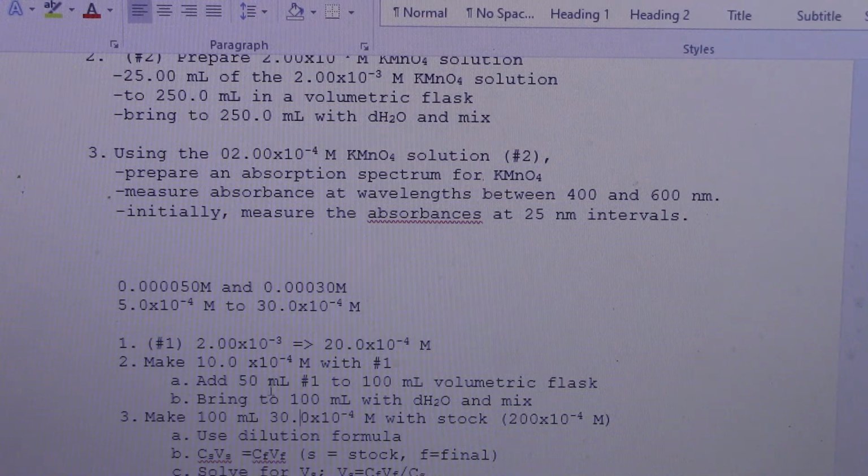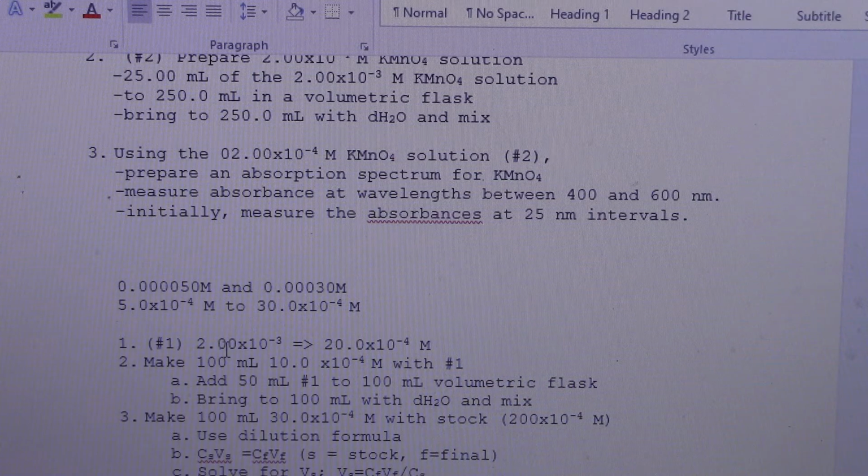Okay, so I want to make 100 mils. I forgot to put that in here. Of the 10 times 10 to the minus 4th. And I'm using number 1, this guy up here. So I'm simply going to take 50 mils of number 1. All right, and then I'm going to add it to a 100 mil volumetric flask, and then bring that to 100 mils with deionized water and mix it.